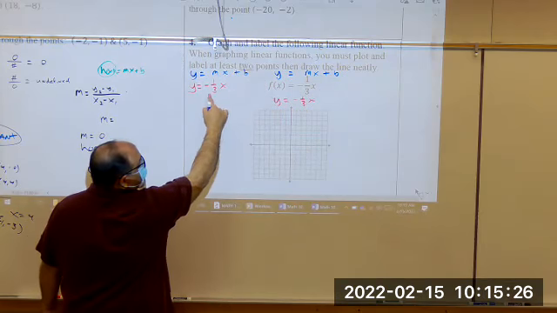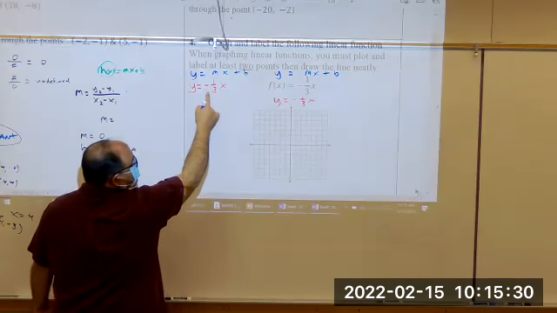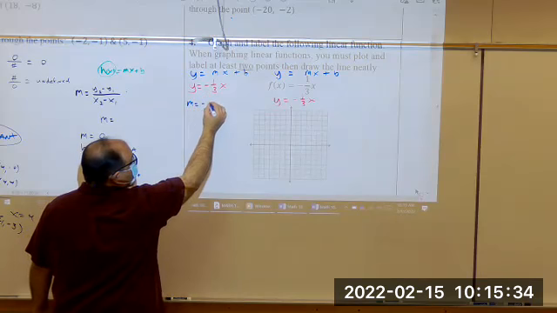Slope is the coefficient of the x variable. So there's something here times the x. So this is my slope, -1/3.